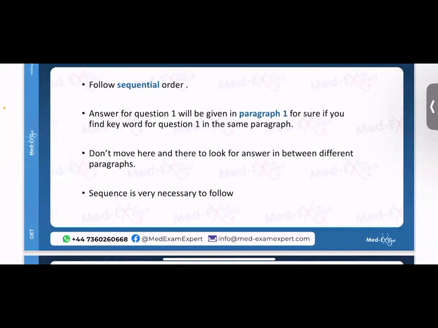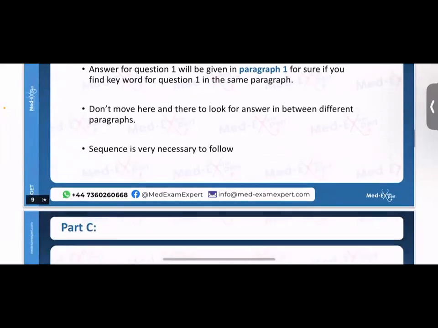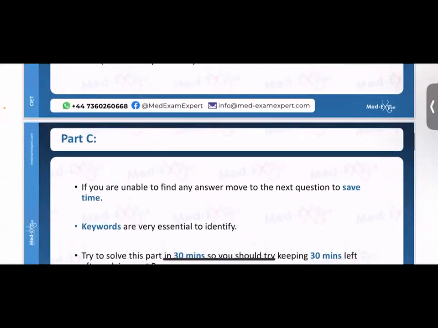Then what is the reason of going forward when your paragraph is in front of you and you can find an answer in paragraph number 1? But you have to be very particular and very concerned to find the answer. Sequence is very necessary to follow.